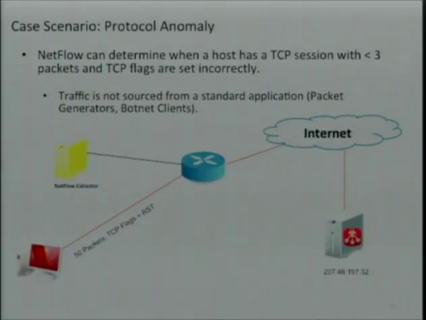Protocol anomaly. NetFlow can determine when a host has a TCP session with less than 3 packets and the TCP flags are set incorrectly. In this example, the infected host is sending 50 packets, but all the flags are reset packets, and the traffic is not sourced from a standard application. This could possibly be the work of a packet generator or communications from botnet clients out to their respective hosts. This is another one of those things you're going to want to look further into.